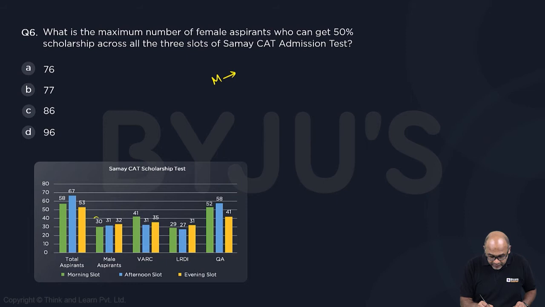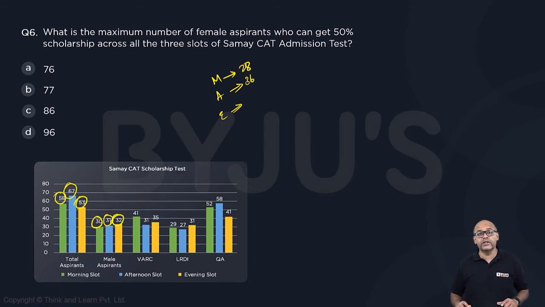Now, if you look at the morning slot, total is 58, with 30 males, so the remaining 28 are women. Similarly, afternoon slot, 31 males and 67 total, which means women are 36. And evening slot, 53 is the total, 32 is the male, so basically you're talking about 21 females. So these are the number of female aspirants in the 3 slots.